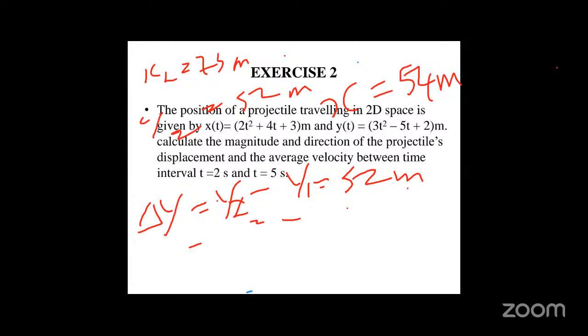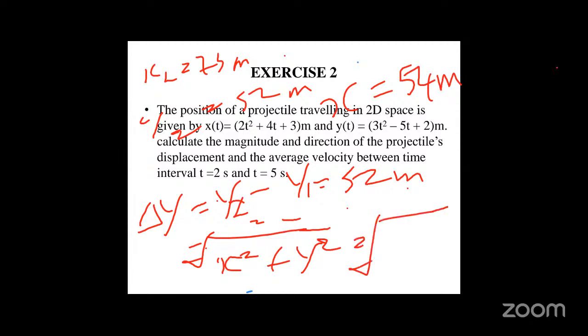We are asked to calculate the magnitude and direction. So what will be the magnitude? The magnitude will be the square root of x squared plus y squared, where x is 54 squared plus y is 52 squared.